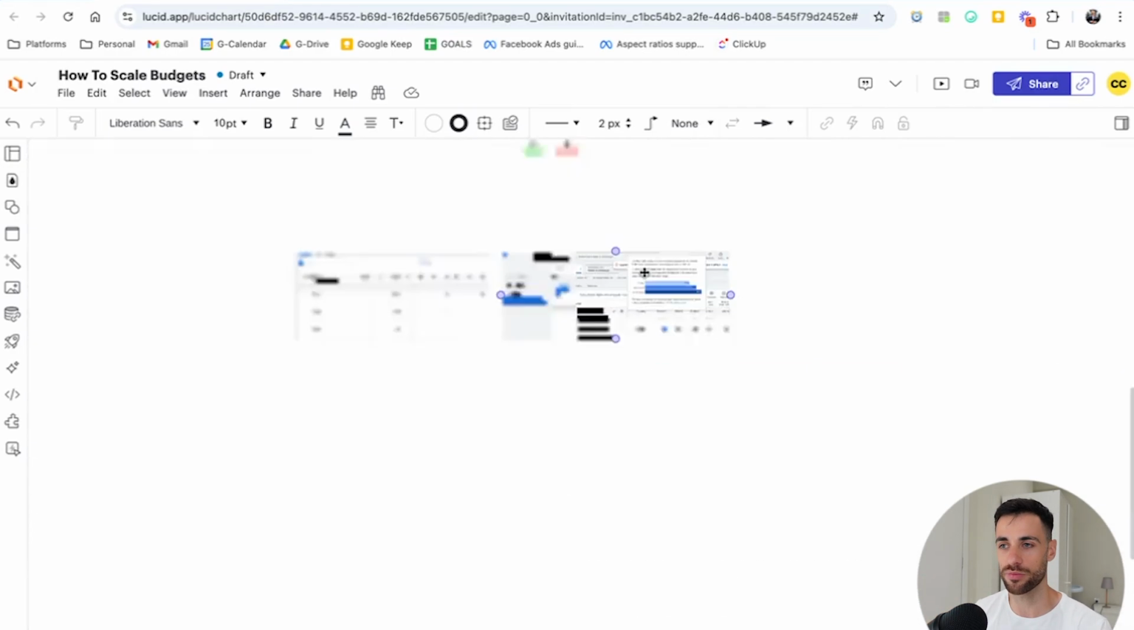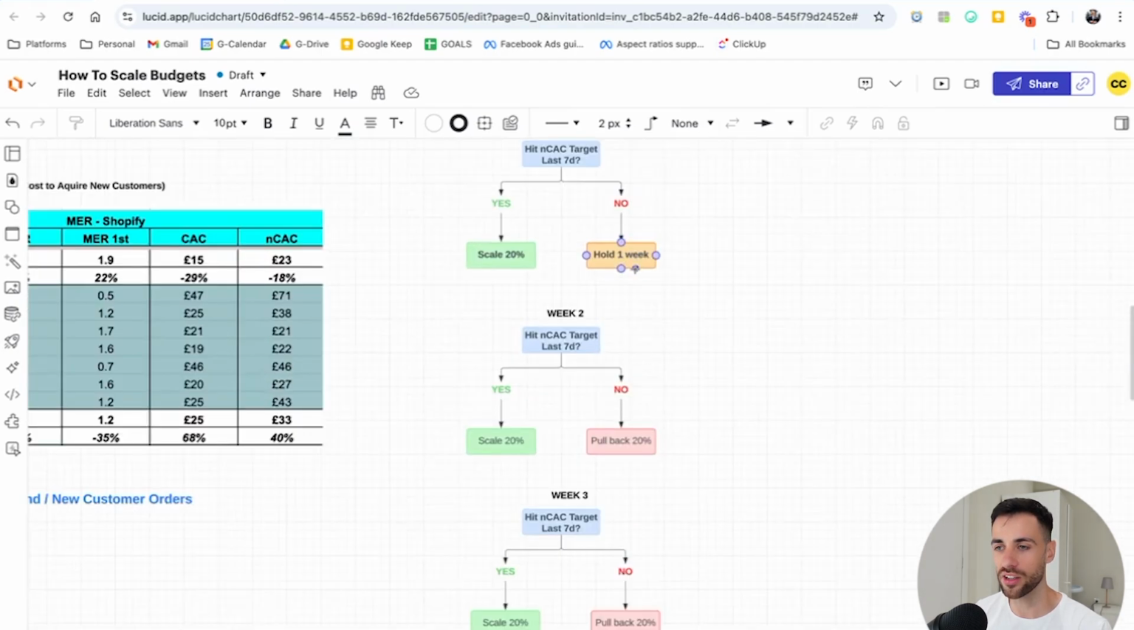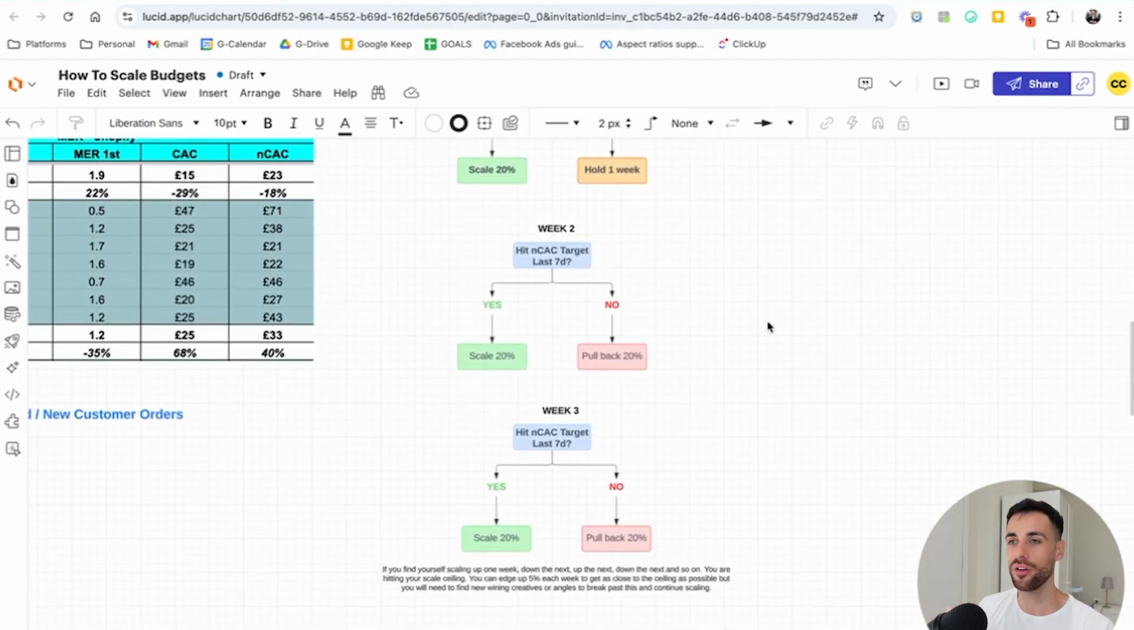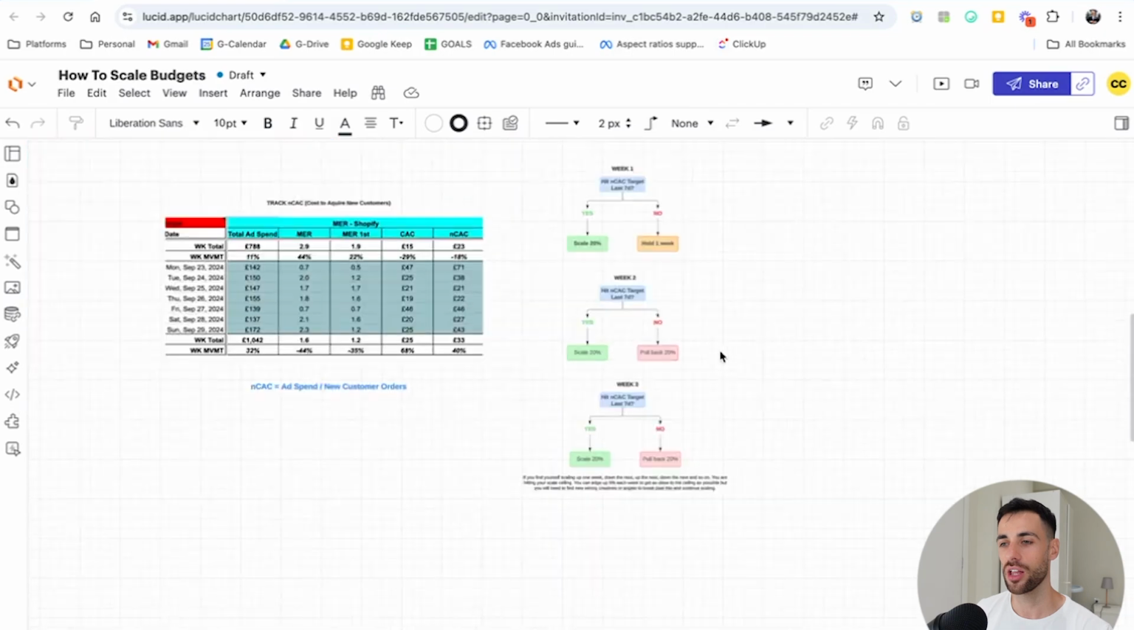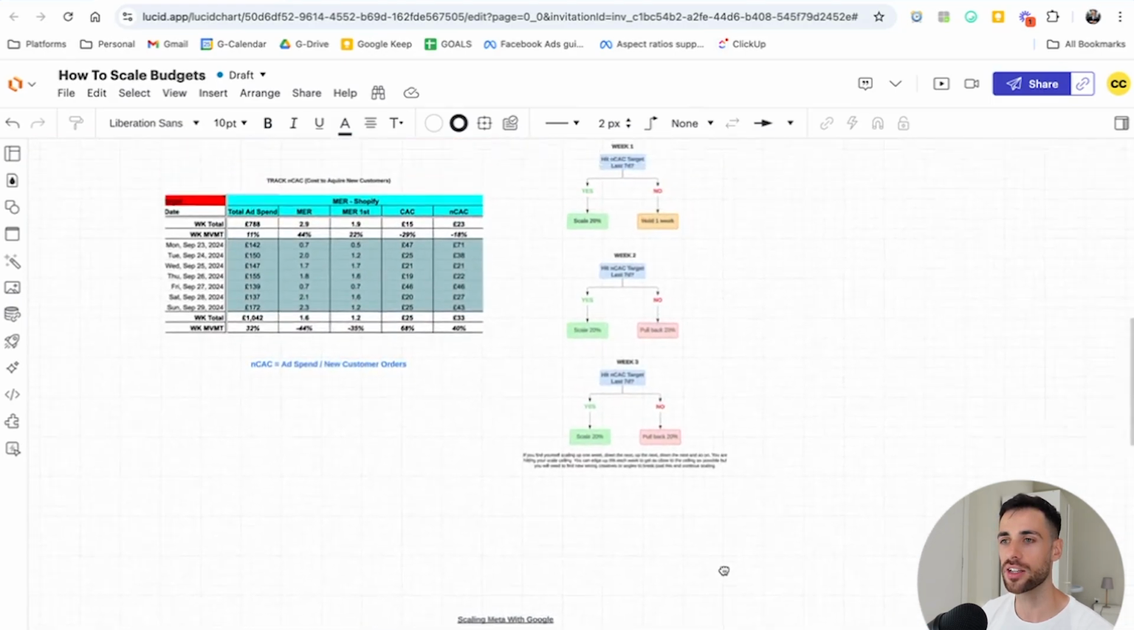So that's why we're doing this process of holding rather than just simply pulling back straight away, because otherwise you would just go up and down, up and down, up and down, never able to scale because you have to wait 11 days for your traffic to be converted via your other channels. Okay, so just a quick one to show you that.